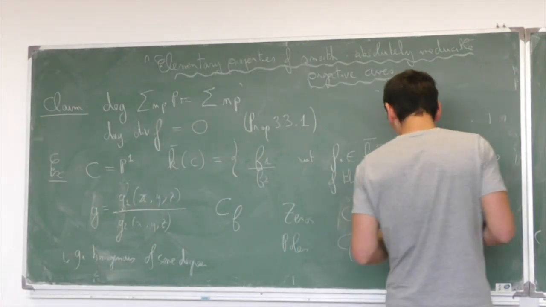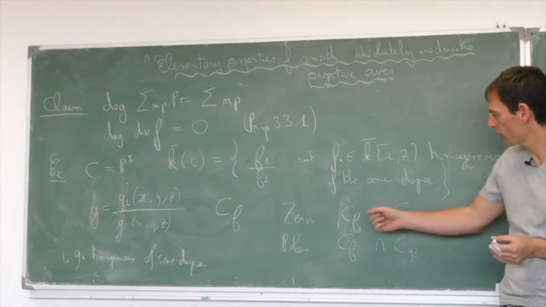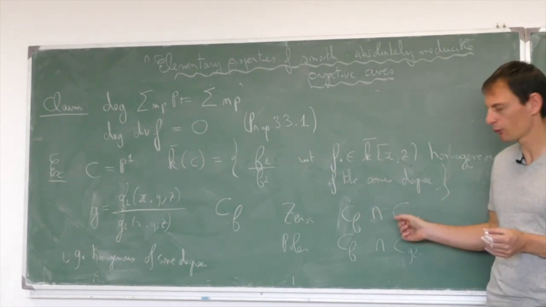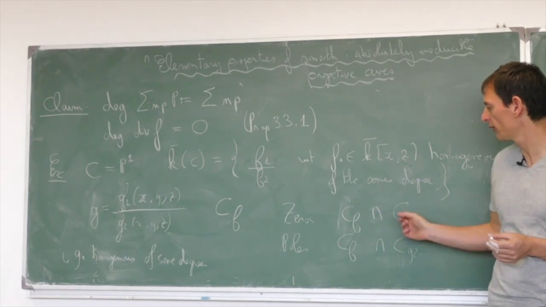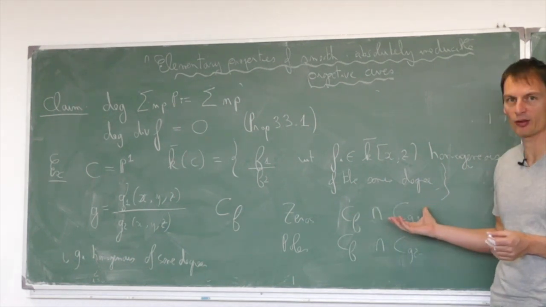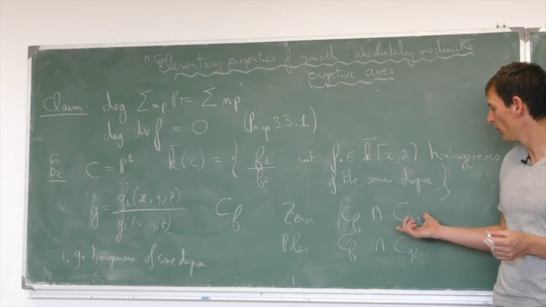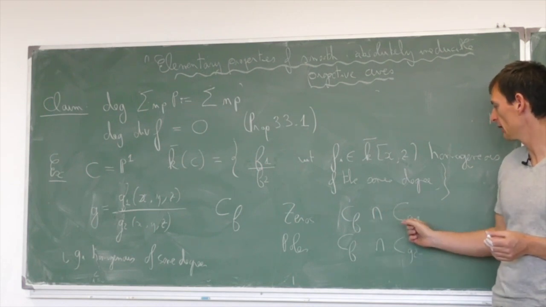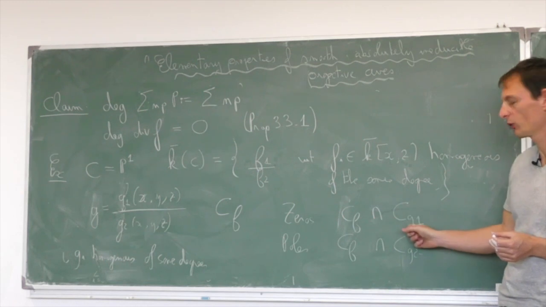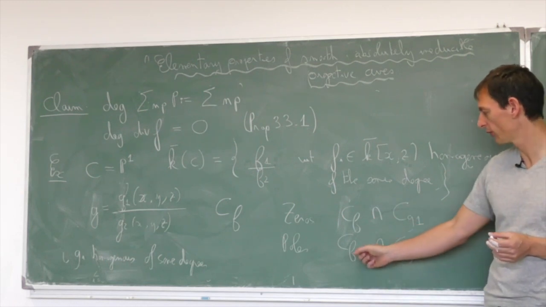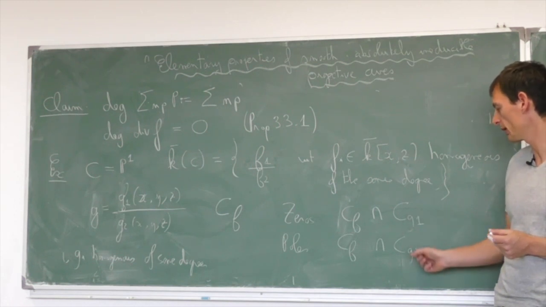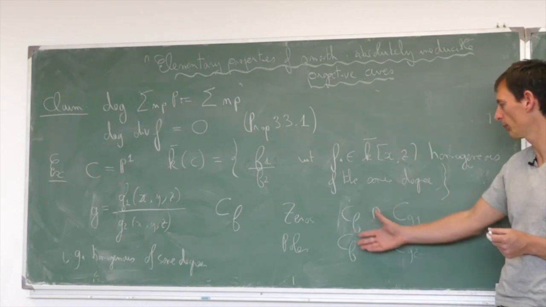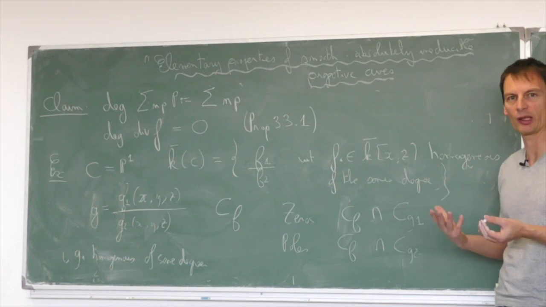Now, what do we do? We see that we are going to take the intersection of two curves. And the number of zeros is the cardinality of this intersection. So it means that it is the degree of f times the degree of G1. And the number of poles is the degree of f times the degree of G2. But G1 and G2 have the same degree, so these two numbers are the same, and we are done again.